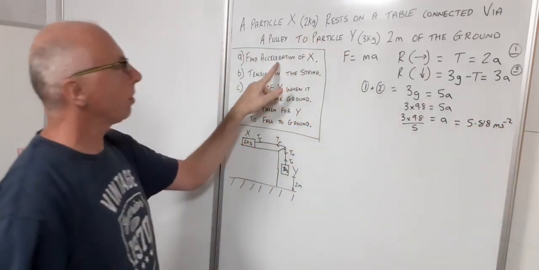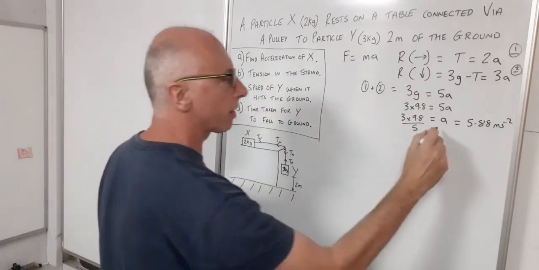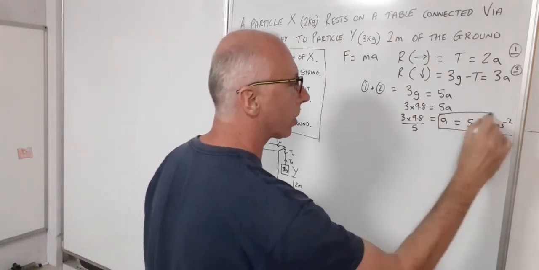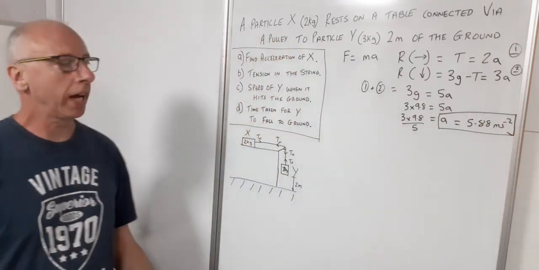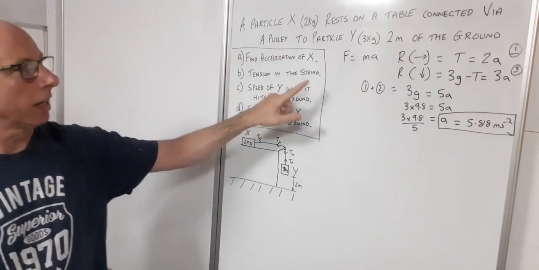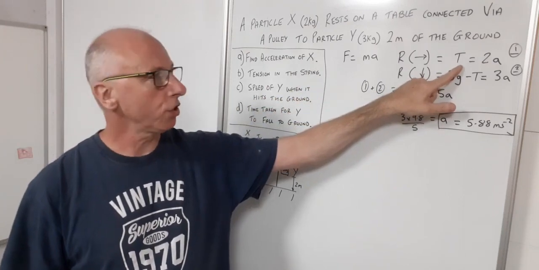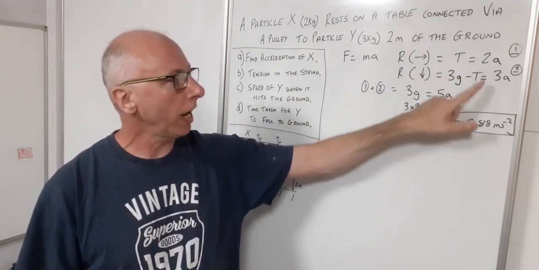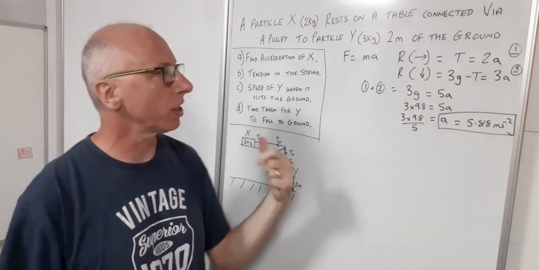So that's the first answer there. So that takes care of that. That's my acceleration. Now from that, second part B, is to find the tension in the string. Now T represents my tension in the string. So if I just substitute A into here, I can find tension in the string.